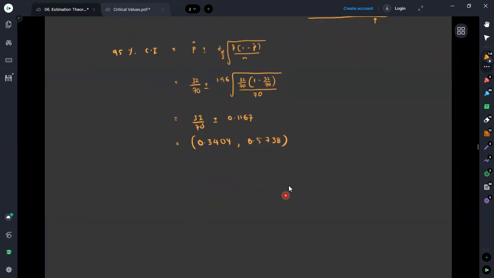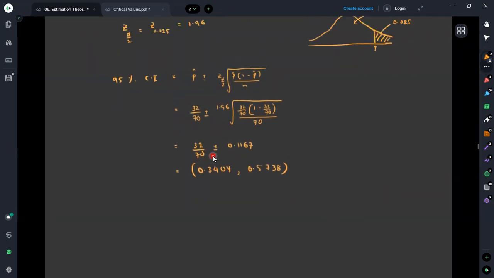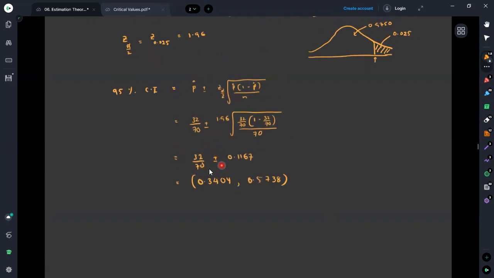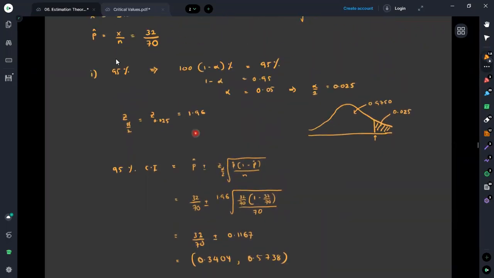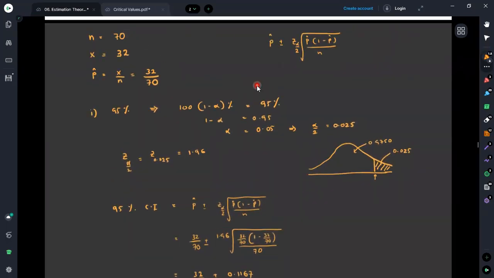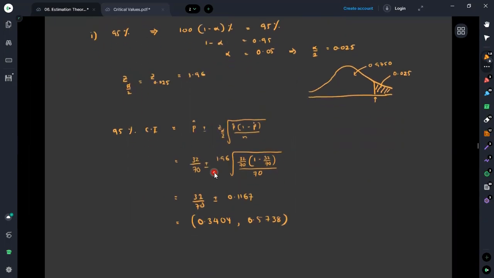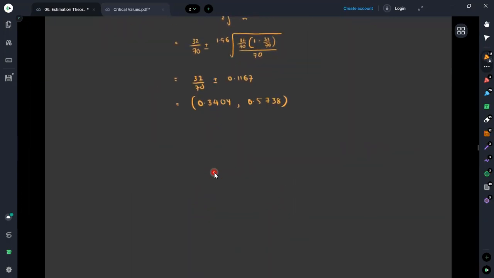Then we can have the interpretation. We can say that the 95% confidence interval for the population proportion would be between 0.3404 and 0.5738. Therefore, this is how we use the concept of constructing a confidence interval for the population proportion. And now we can try the second part.